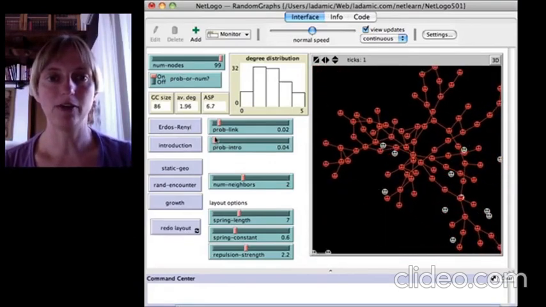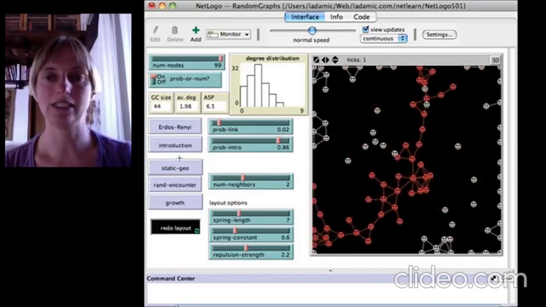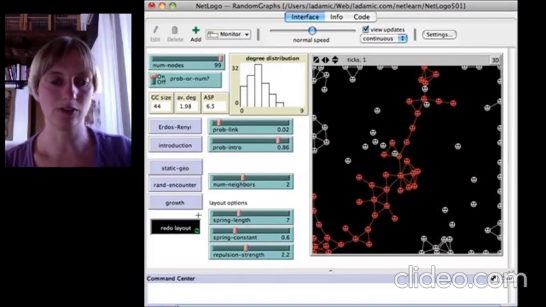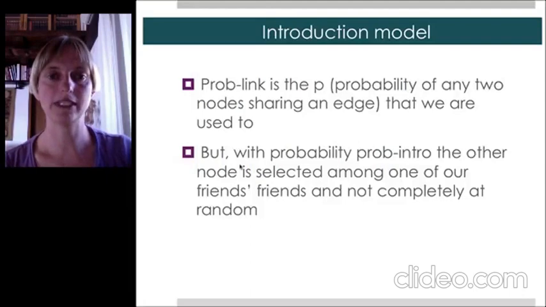However, if you increase this probability, most of the edges that you get should occur through introductions. And so you may want to compare the structure. So let's see what the quiz asks.